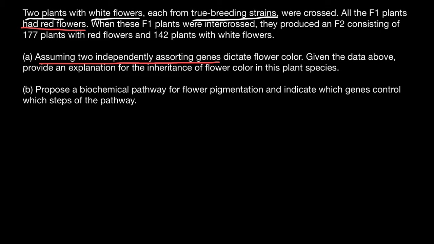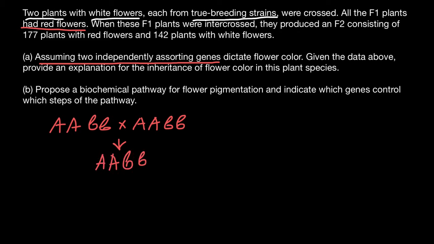Imagine that we have one strain of the plants with genotype capital A and small b, and it is true breeding. What does it mean? That means that if we cross it with itself, with the same genotype, all the progeny are going to be of the same genotype and phenotype. So it would be capital A and small b.